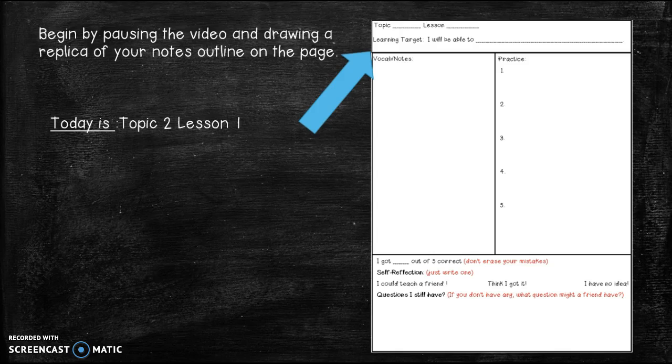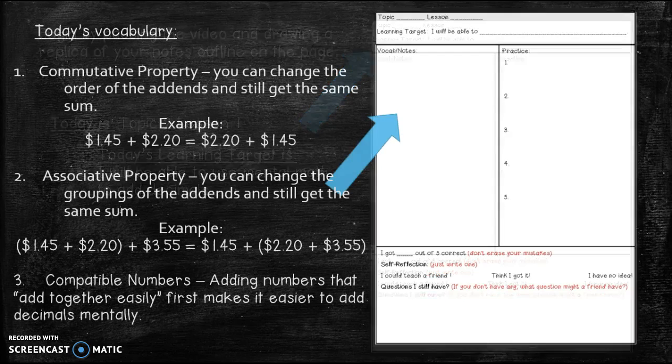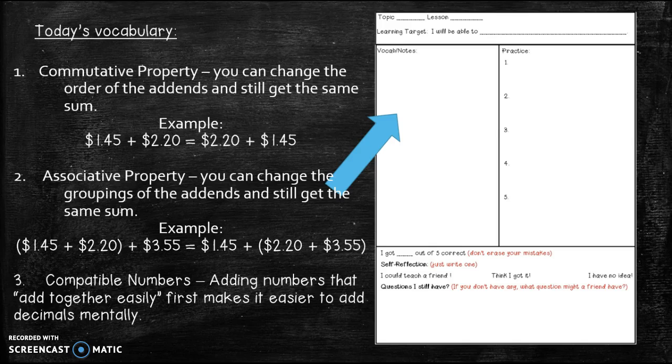Today is Topic 2, Lesson 1, and today's learning target is I will be able to use mental math to add decimals. We have quite a few vocabulary words for today, so make sure you pause the video so you can write everything down, including the examples. It's going to help you when you do your homework later.